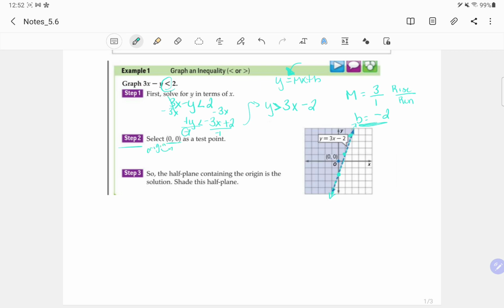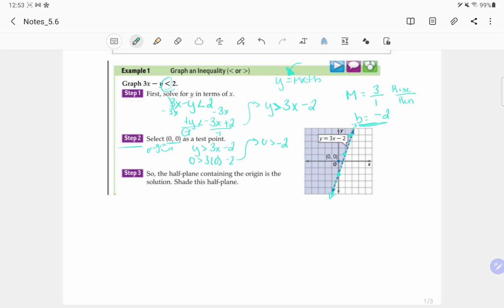You always want to select this point because it makes things easier. Are there going to be occasions you can't use that point? Yes. If your line is going through the origin, then you can't use the origin. But in this case, we're not, and in most cases, you won't. So you can use the origin. So you're going to take that and plug it in. Your inequality is y is greater than 3x minus 2. Plug in the origin, which is 0 for y, 3 times 0 for x minus 2. That becomes 0 is greater than 3 times 0, which is just 0, so it disappears. And you're left with just negative 2.